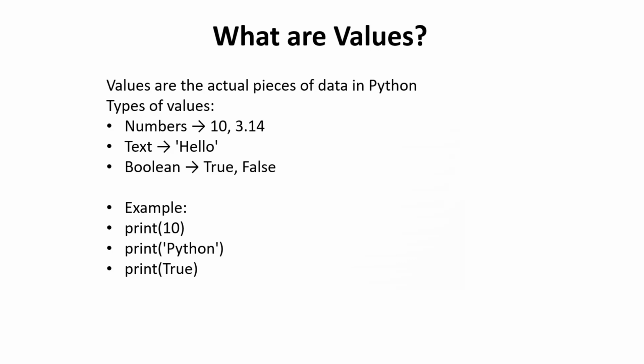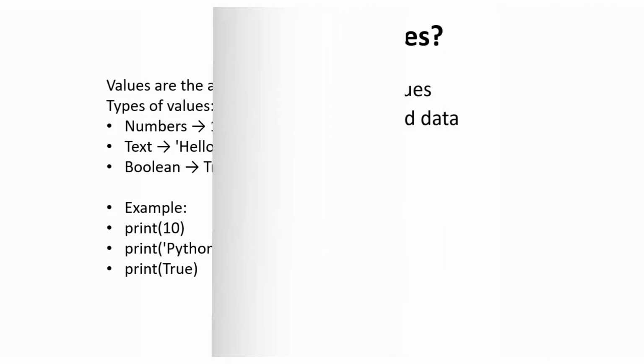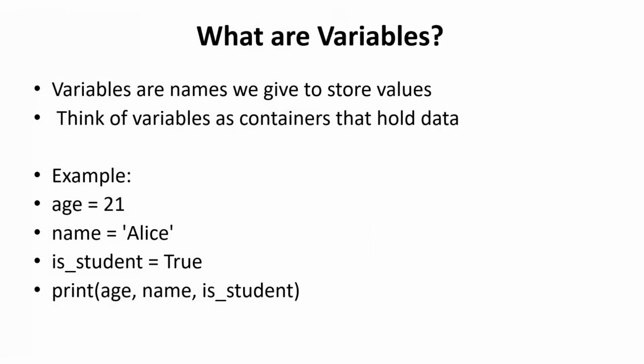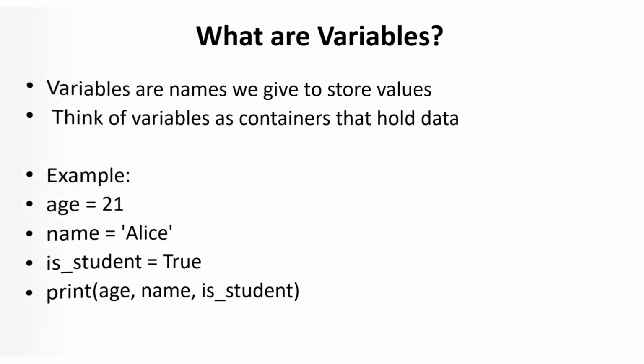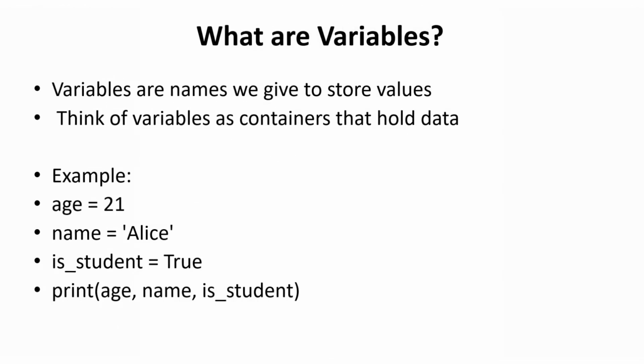Next, we need to understand variables. First, what are variables? Variables are the names that you give to store values. Think of a variable as a labeled box where you keep your data, instead of remembering the value itself. You use the variable's name to access or change the value.